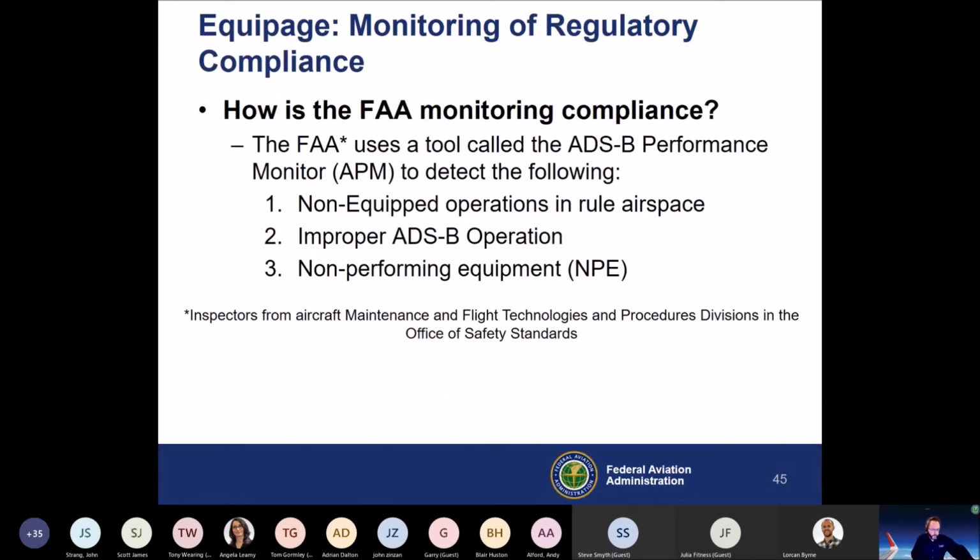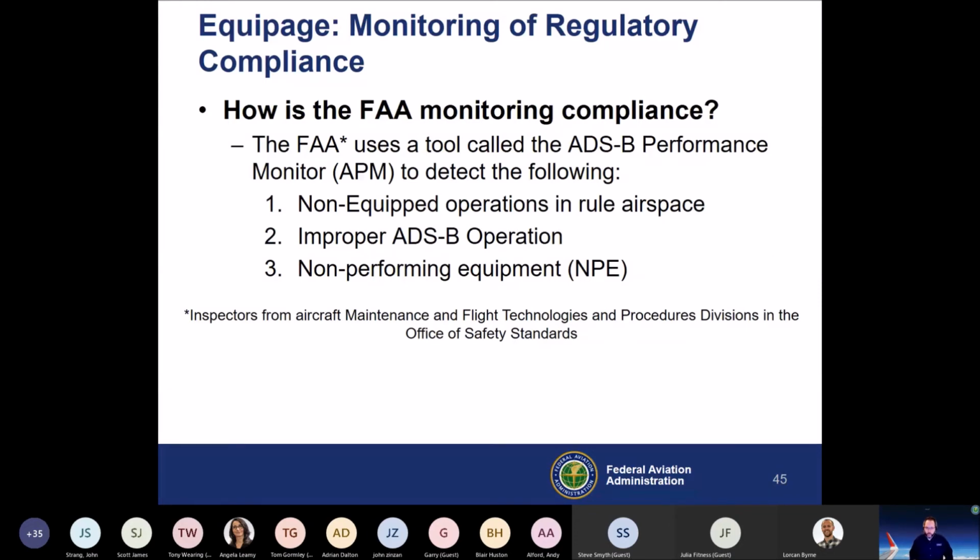So what happens if they are abusing the system, which does happen? We do monitor. We have a system called the ADS-B Performance Monitor, and we detect non-equipped aircraft in rural airspace. We detect improper operation and non-performing equipment. And this is the system in the sky that will write tickets. Not really, but this will flag users who are not in compliance. And then our compliance part of the FAA will take action on that to investigate and to take the appropriate action, which could be quite a different range depending on the situation.